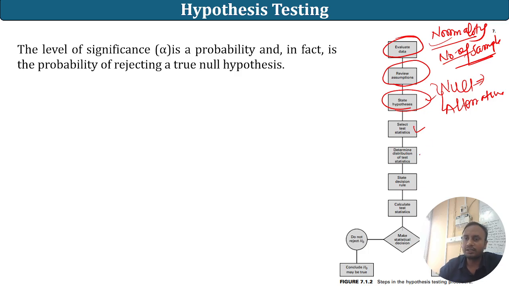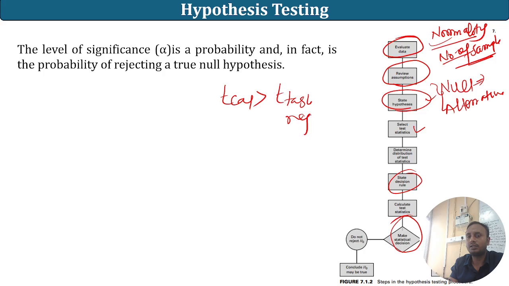Then we determine the distribution of the test statistic. We can get it from the table. Then we see whether we are able to collect or not. Then we make the decision. The decision is: if T calculated, or any statistic calculated, is greater than T of table, we reject the null hypothesis.